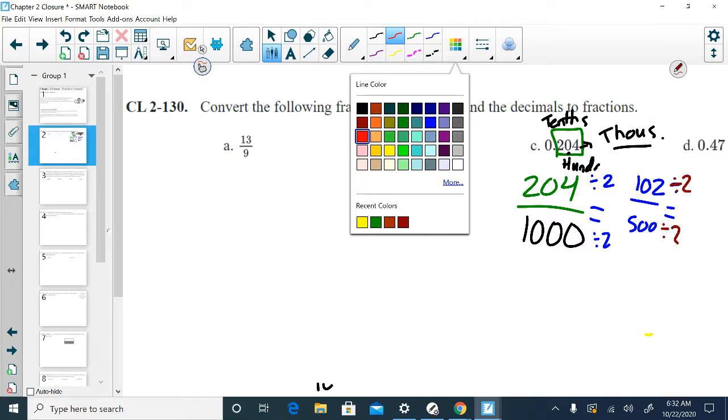All right, so if we divide by 2, 102 divided by 2 is going to give me 51. And then 500 divided by 2 will give me 250, excuse me. I noticed that 51 and 250 don't have a number that goes into each of them, so this will be my final answer, 51 over 250. And then the same thing with our final one over here. We'll do it really quick.